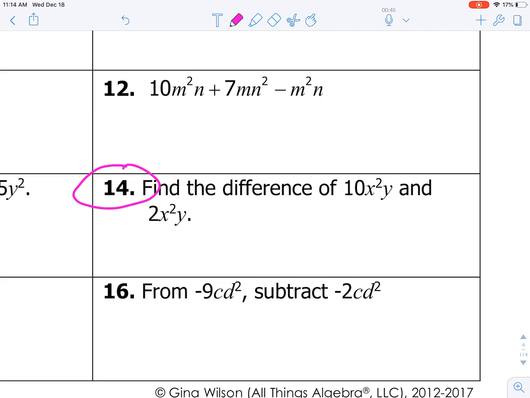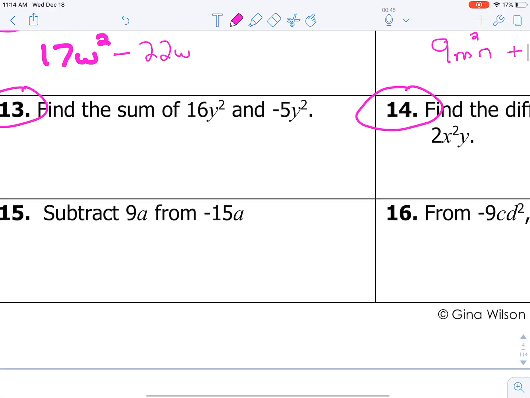I have to spot my like terms, though. Maybe just circle them when you start out for the adding and subtracting. Those two are the same. This one's different because it's not m squared n and mn squared, right? So when I put 10, I have 10 here, and I have negative 1 here. So I go 10 minus 1, and I get 9m squared n plus 7mn squared. And from there, with adding, there's nothing else I can do because they're not like terms.